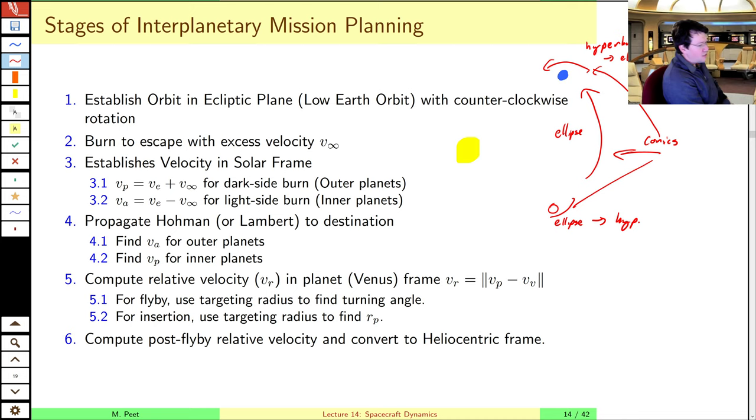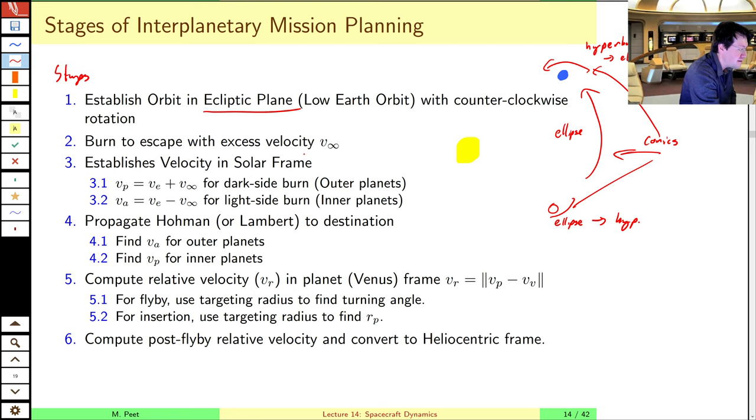These are the stages, right, of a mission plan. Starting with establishing yourself in orbit around the Earth, parking orbit, preferably in the ecliptic plane, because remember, planetary motion occurs in the ecliptic plane. So if you want to go to another planet, typically you transition to the ecliptic plane and then do your motion there. You can avoid that, but that's not something we're going to discuss. So we position ourselves in the ecliptic plane.